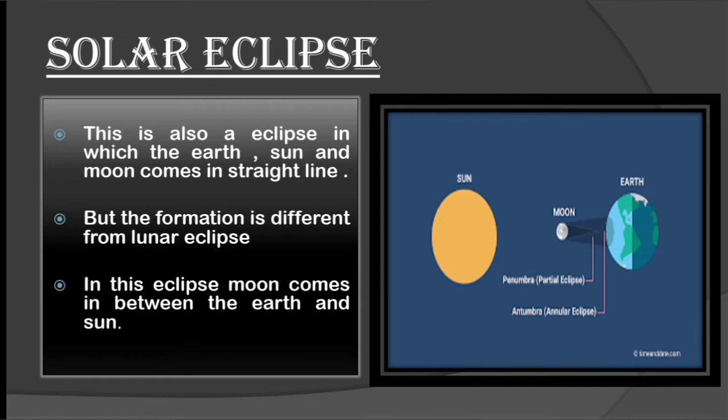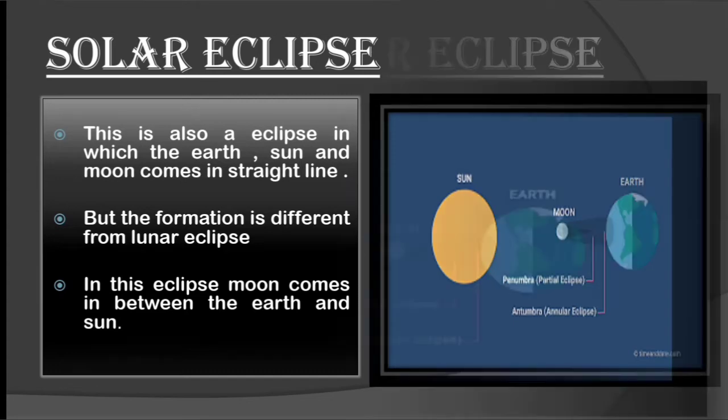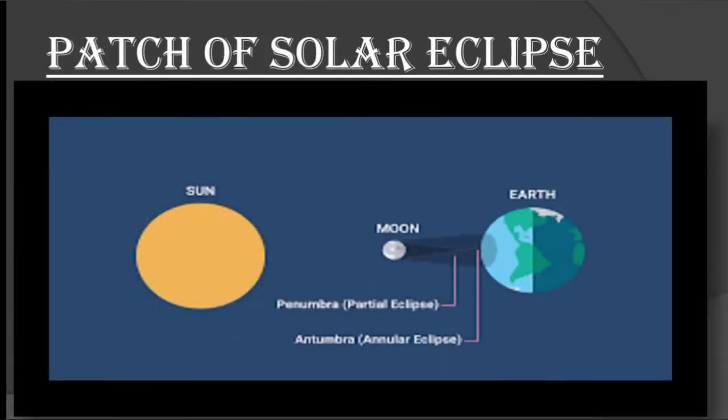As the Sun throws its light rays, the Earth will be brightened up. But when the Moon comes in between them, what will happen? The Moon will hide that particular part from seeing the Sun. So it will be day, but not for that particular region. So in this eclipse, the Moon comes in between Earth and Sun. Patch of the solar eclipse.